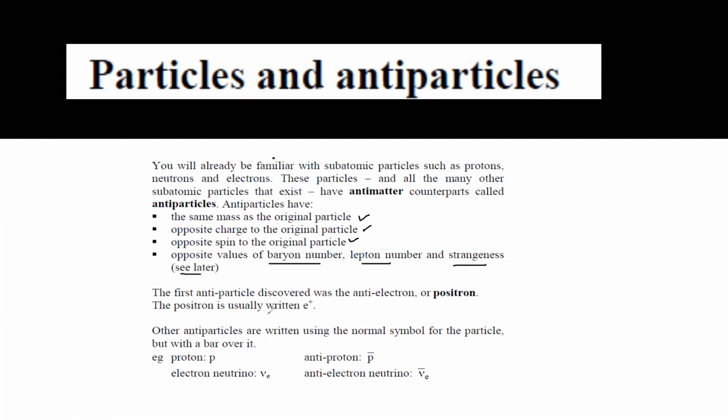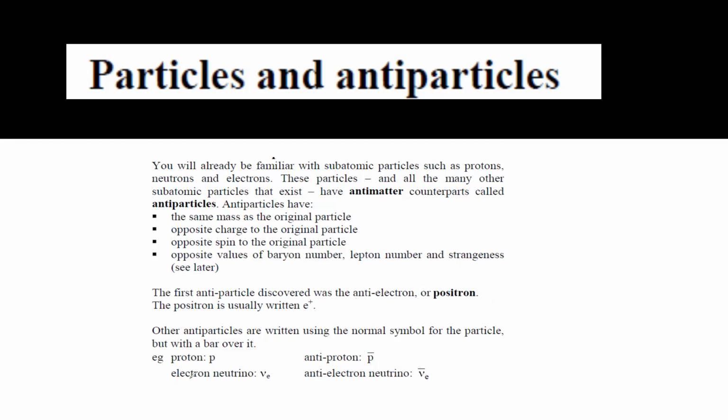For example, the first antiparticle which was discovered was the anti-electron, also known as the positron, and it is denoted by e with a plus charge. If we have a proton, the antiparticle of the proton is called the antiproton. How do we represent it? If we want to write a symbol for an antiparticle, we use a bar. If proton is denoted by p, then antiproton is denoted by p bar. If electron is denoted by e, then anti-electron or positron is denoted by e bar.